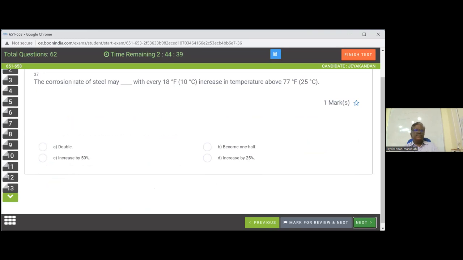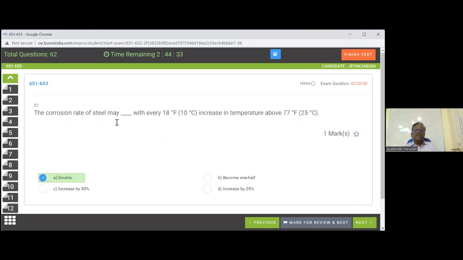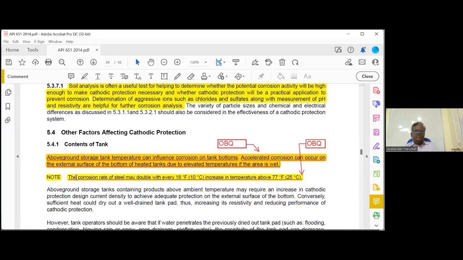Okay, next. The corrosion rate of the steel may double with every 10 degrees over 25. So the next slide. The note.